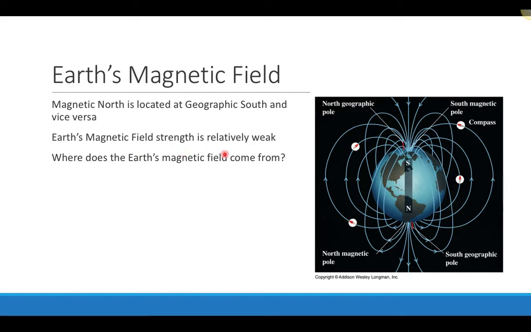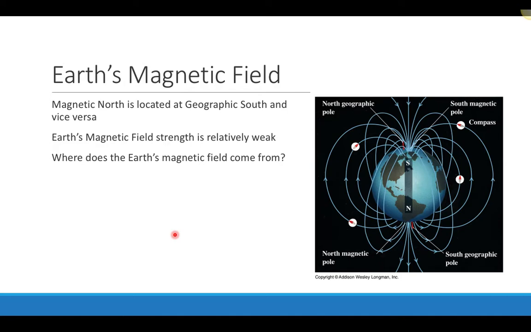The Earth's magnetic field strength is actually relatively weak. So if we took a compass out and we were walking around with the compass, we could definitely experience a force on that compass that would tell us the direction of the Earth's magnetic field. However, if we brought another stronger magnet, or just a magnet nearby that compass, the compass would actually be deflected by that magnet. So the Earth's magnetic field is relatively weak in terms of other permanent magnets.